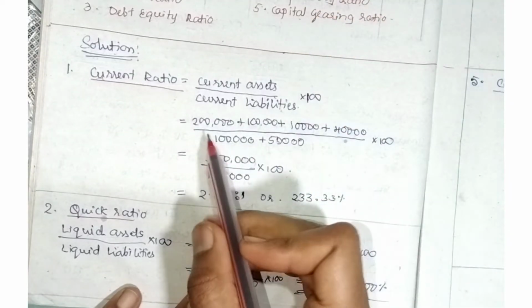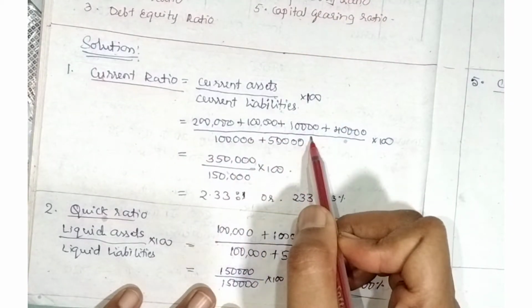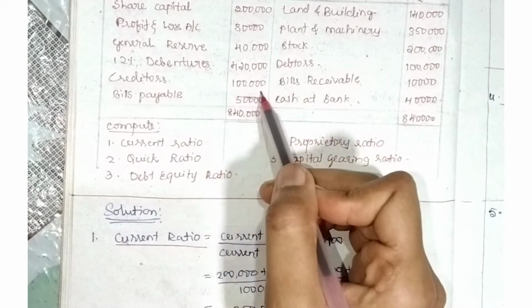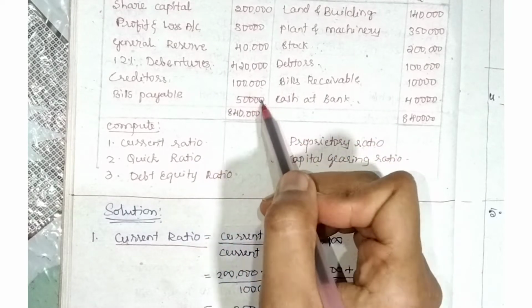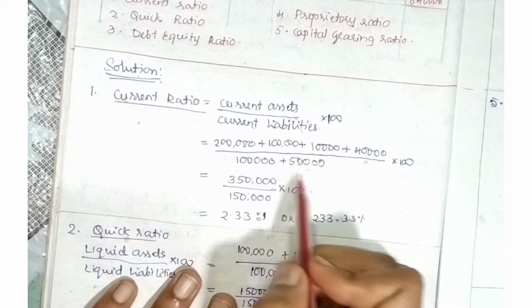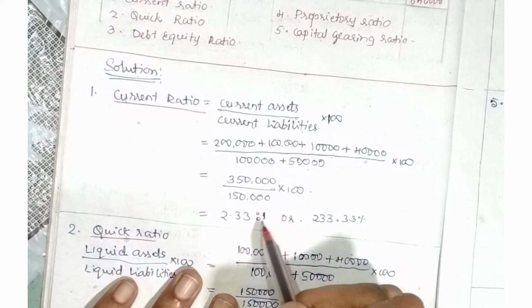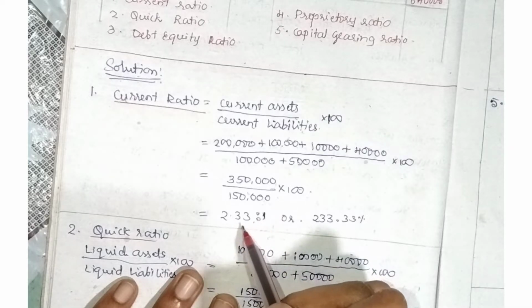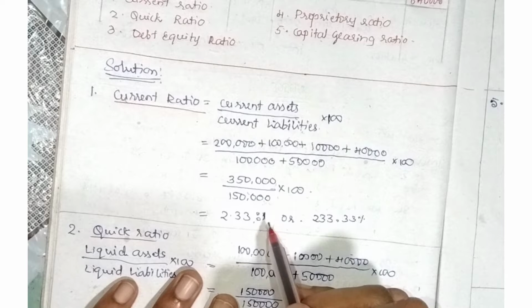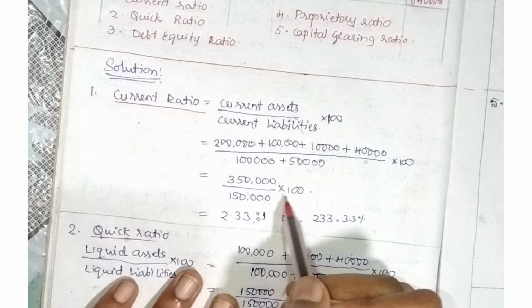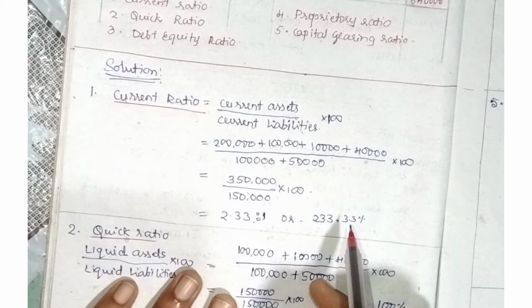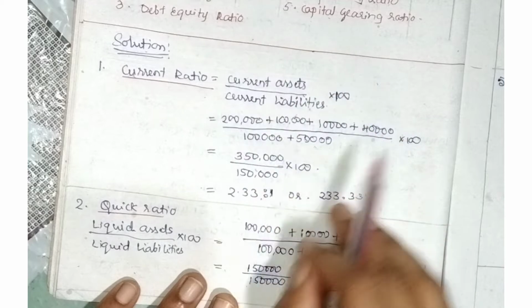Here I have written 2 lakh, 1 lakh, 10,000, 40,000 divided by 1 lakh plus 50,000. What is this? Current liabilities. See here, current liabilities are creditors and bills payable. 1 lakh plus 50,000, that is 1 lakh 50,000. So now divide it and see what is the ratio. It is 2.33 is to 1 is the ratio, and then multiply by 100, you will get the percentage: 233.33%. This is the current ratio.